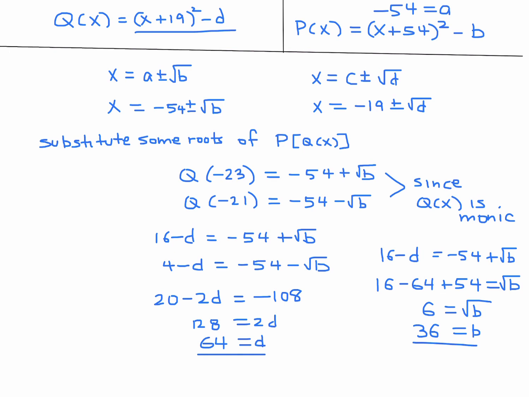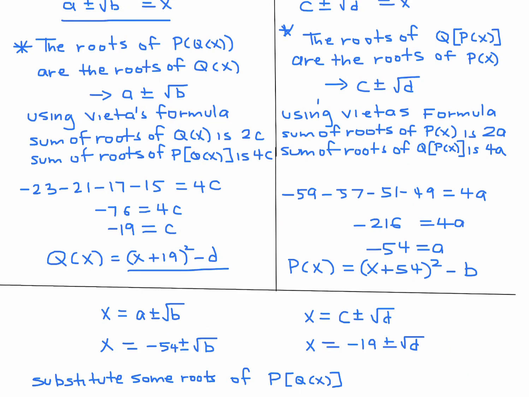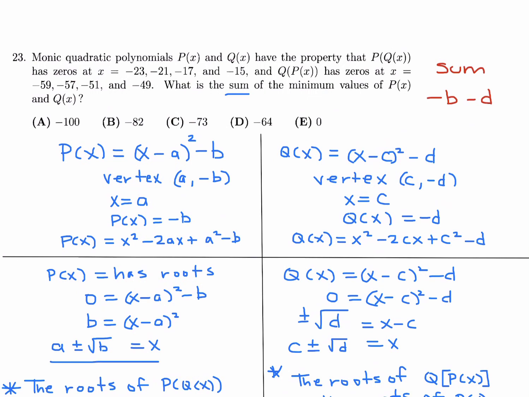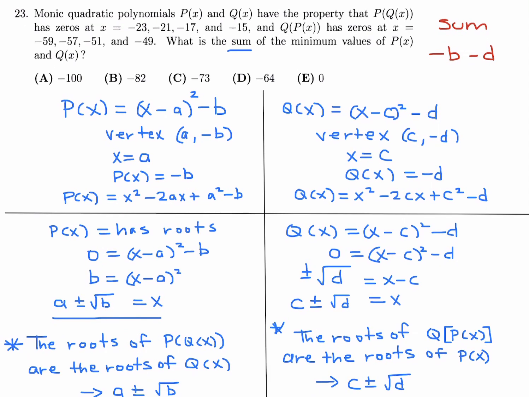And if you go back to the very beginning of the question, we have to add up just minus b and minus d. Well, minus b and minus d are not a problem. b we had gotten to be 36, so this is minus 36. d we had calculated to be 64. So minus 36 minus 64 is minus 100. So therefore, number 23, the answer is A.